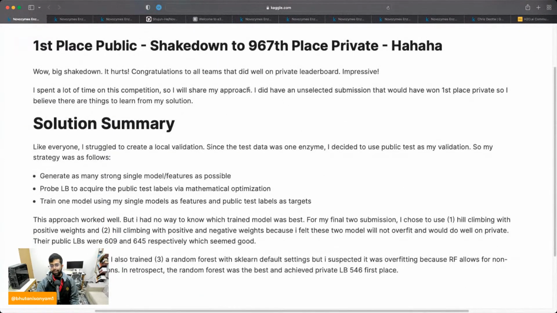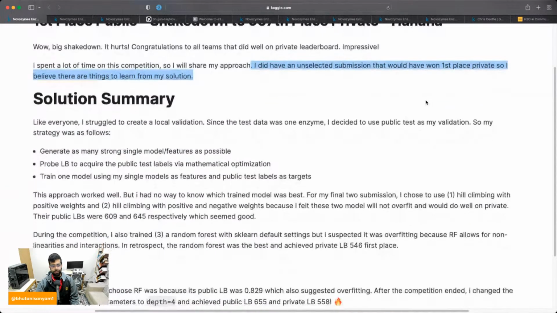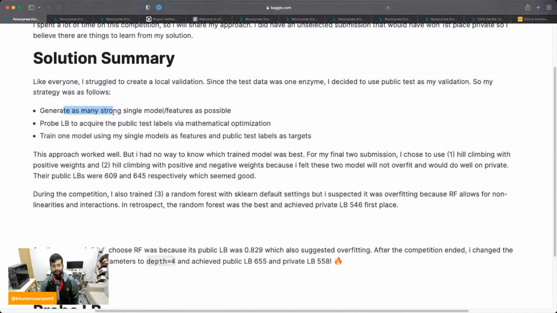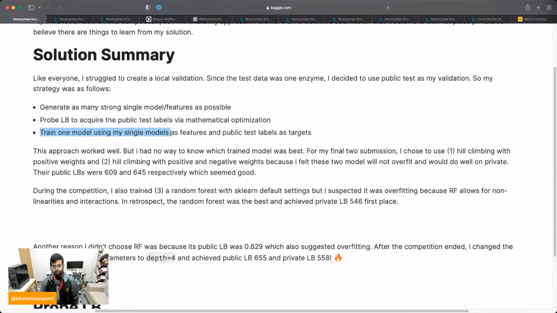And he also says he had an unselected sub that could have won first private. The solution summary is he himself also struggled to create a local validation. Since the test data was one enzyme, he decided to use public test as validation. So the strategy was to generate as many single model features as possible, probe the LB to acquire the public test labels, and then train one model using single models as features and public test labels as targets.